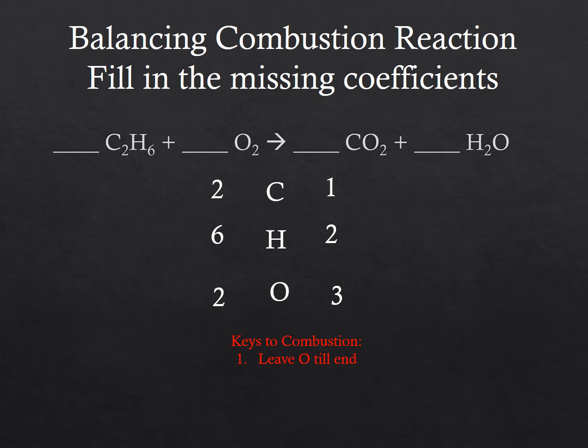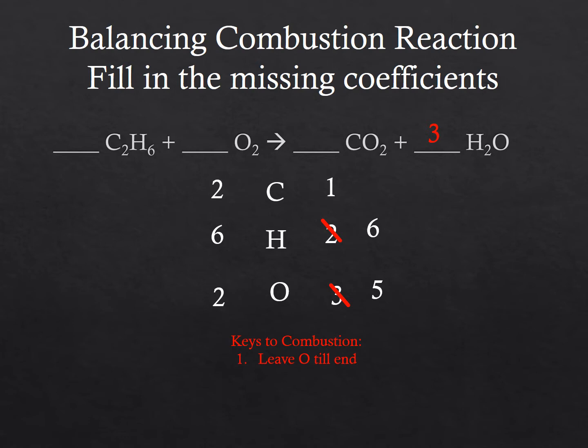So the first key to the combustion reaction is to leave oxygen to the end. Since it is in both products, CO2 and water, it's easier to do it last. So if we do hydrogen, we put a 3 in front of water, and that makes 3 times 2 turn into a 6, so that's good. And that changes oxygen too, but remember you're adding 2 from CO2 and 3 from water, and that gives you 5 oxygens.